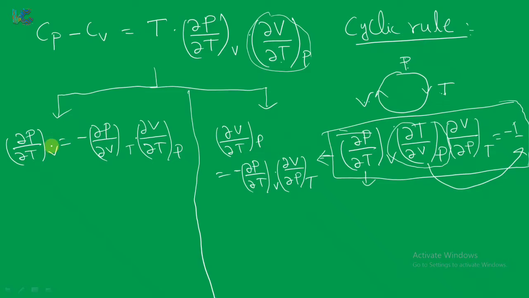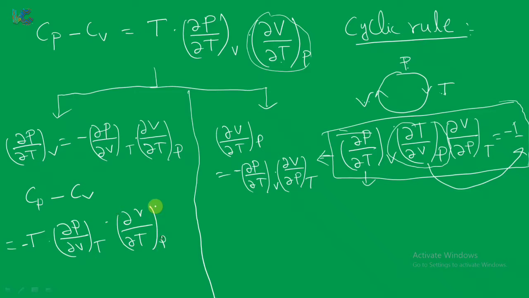So now let's put the value. If you put the value, you will get Cp minus Cv is equal to minus T into del P del V at constant T and del V del T at constant P whole square. So this is one relation between heat capacities Cp and Cv: Cp minus Cv is equal to minus T into del P del V at constant T into del V del T at constant P whole square.